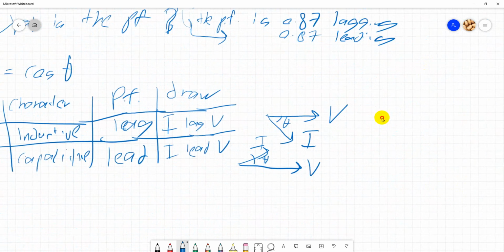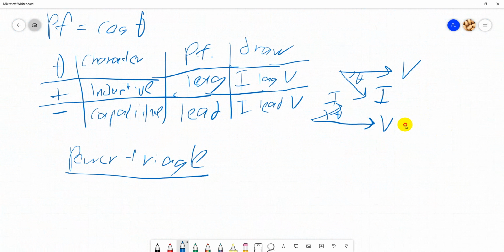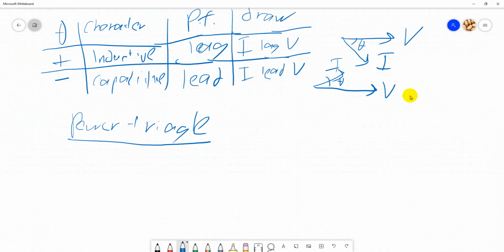Then don't forget the power triangle. You need to know how to draw this. This is the phasor diagram actually.